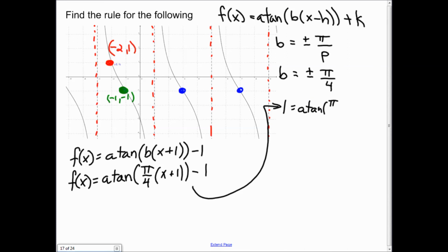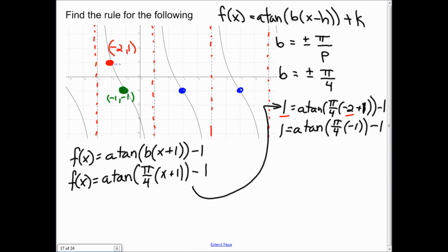of pi over 4 times (-2 plus 1), so plus 1, minus 1. And now everything is defined. The value of 1 and -2 came from that x comma f of x that's up on our graph. And now we'll find here that 1 is equal to a times the tan of pi over 4 times -1 minus 1.